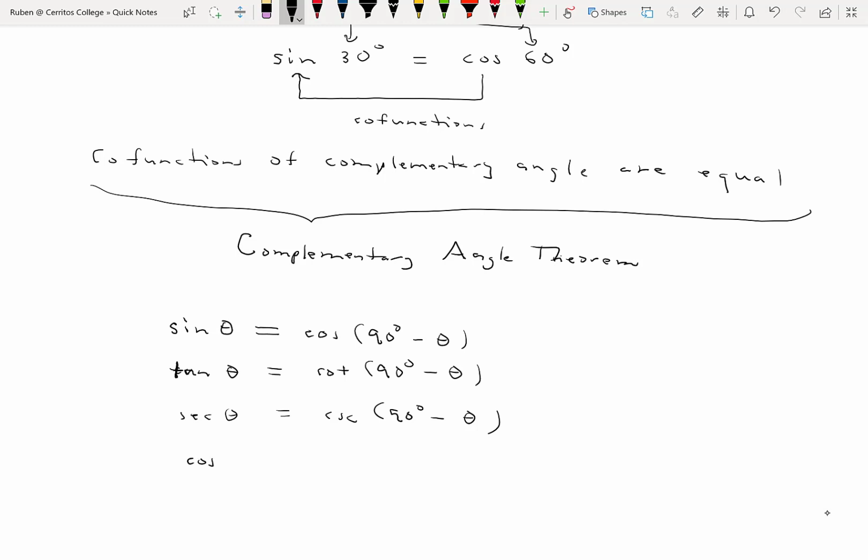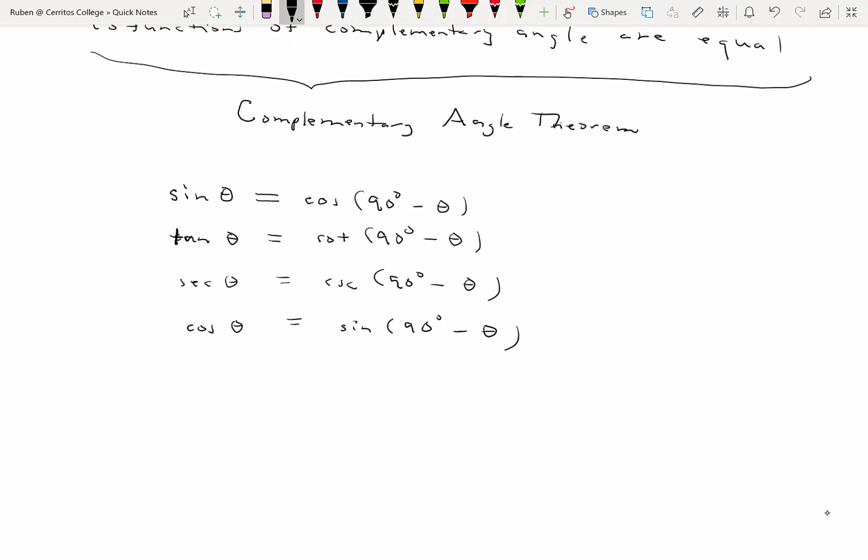Another one, cosine and sine are cofunctions. Theta and 90 degrees minus theta are complementary angles. Cotangent and tangent are cofunctions. Theta and 90 degrees minus theta are complementary angles. They're equal. There's 5. 6. What's the last one? Cosecant and secant are cofunctions. Theta and 90 degrees minus theta are complementary angles. So there's 6 of the 12 identities.